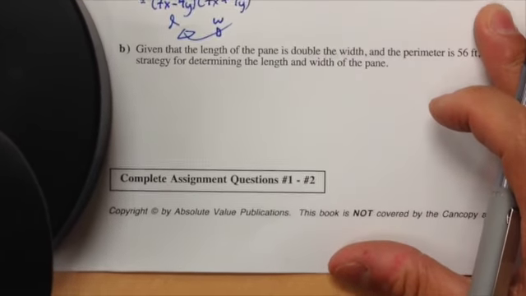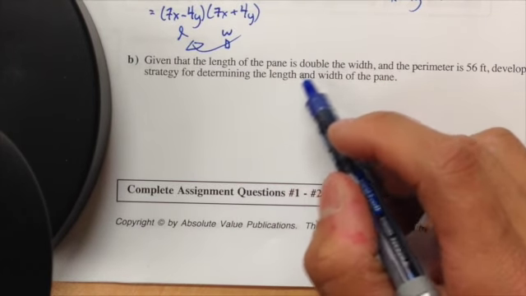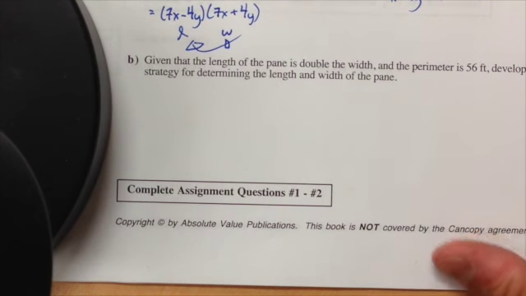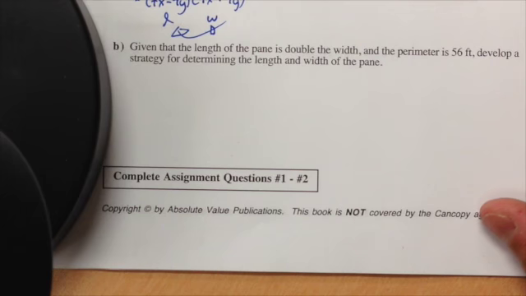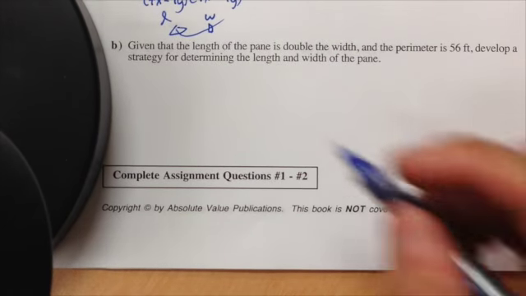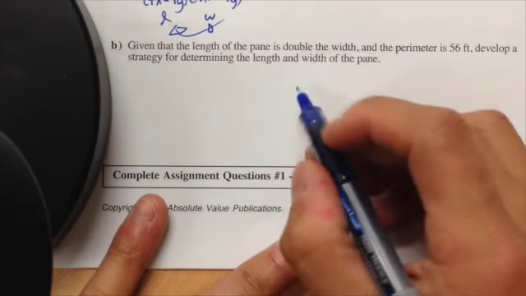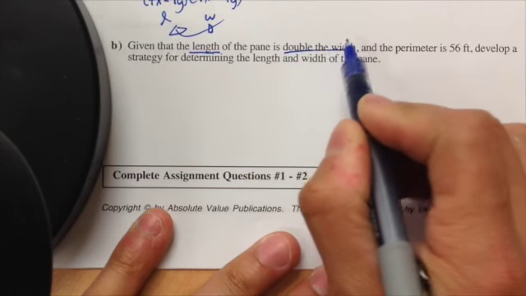Now, let's look at part B. Given that the length of the pane is double the width and the perimeter is 56 feet, develop a strategy for determining the length and width of the pane. All right, so we know that our length of the pane is double the width.